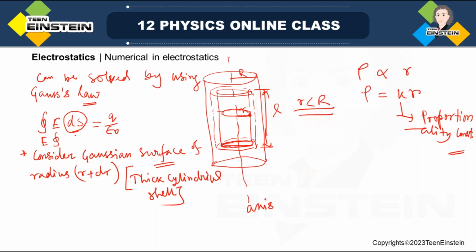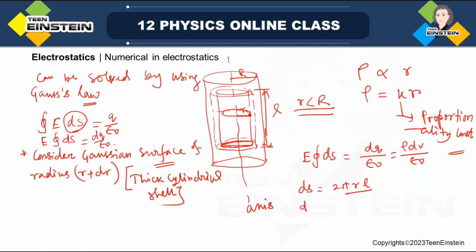So this is a closed surface. E dot ds is equal to dq by epsilon 0 for this small cylindrical cell. So I can write E times ds, the area of the small cylindrical cell, equals dq by epsilon 0. Now what is ds? ds is, as usual, 2 pi r l. But what about dv? Because dq is rho into dv by epsilon 0.